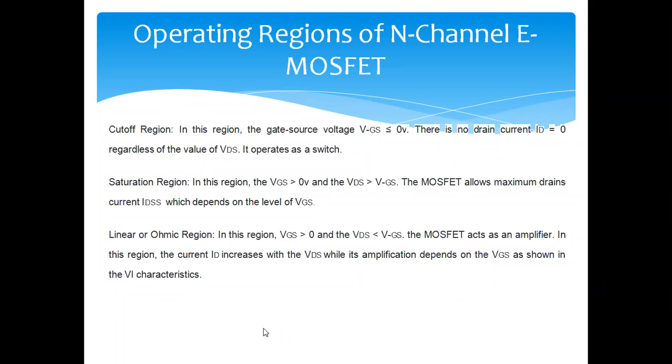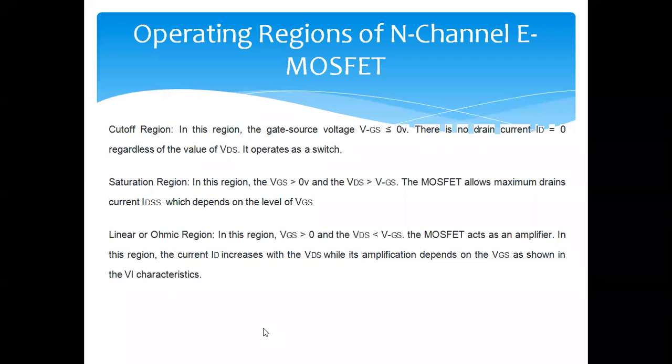Now the third region of operation is the linear or ohmic region. In this region, VGS is greater than 0, VDS is less than VGS. The MOSFET will act as an amplifier. In this linear or ohmic region, there is a linear relationship between VDS and ID. As VDS or VGS increases, ID will increase, right? So it's a linear or ohmic region. That's why this region of operation is named the linear or ohmic region.